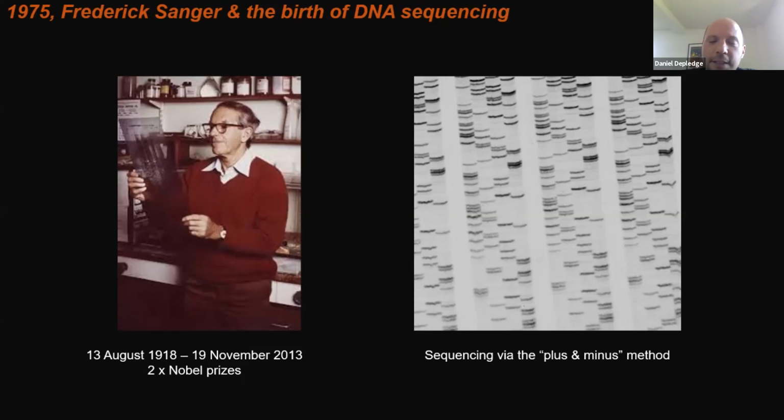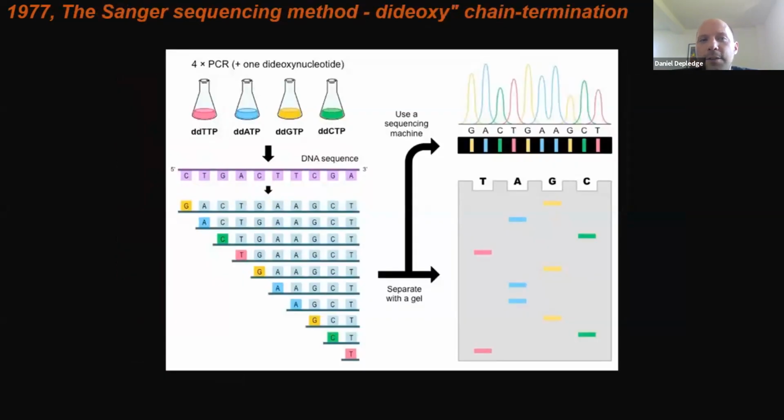Now, it's bad enough if you have to sequence something small like phi X, which is a few thousand characters, but you can imagine as you go to bigger and bigger fragments of DNA or bigger and bigger genomes that this rapidly became impossible. Nonetheless, it was still a hugely exciting idea. And what this really led to was the idea of dideoxy chain termination, or the Sanger sequencing method.